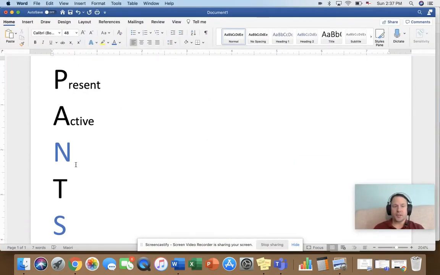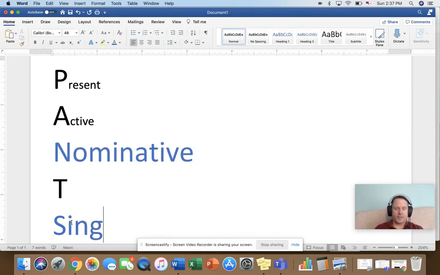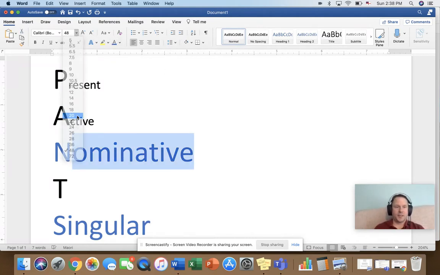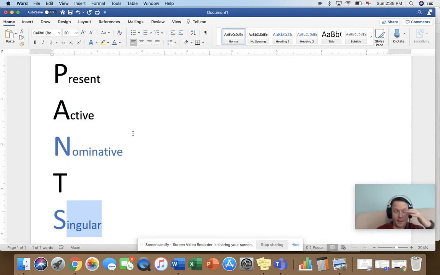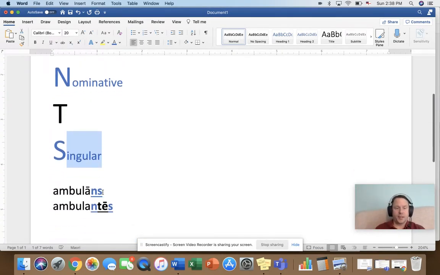So I call present active participles pants, and I'll say, hey, it's got pants. What that means is that pants is short for present active. The N stands for nominative, and the S stands for singular. Because when a verb has NS at the end of it, just like ambulans, I know that ambulans is nominative and singular. It's describing something that's nominative and singular.